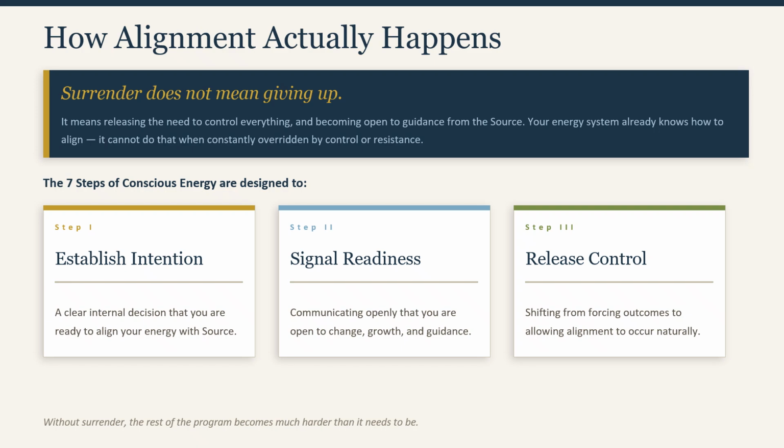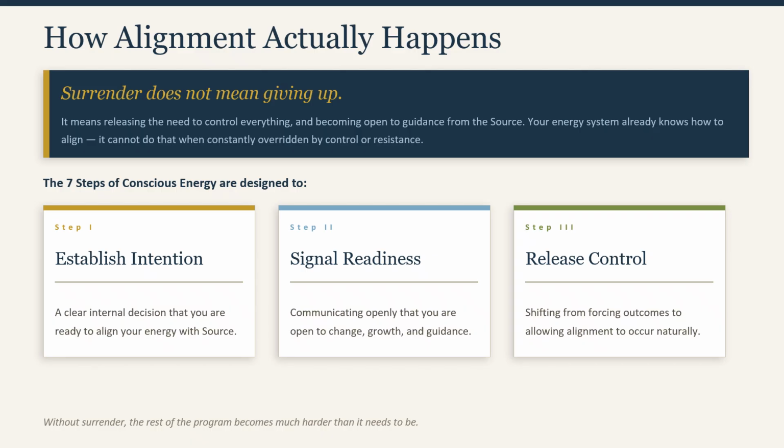For some people, this may feel unfamiliar. It may even feel a little uncomfortable at first, because most of us are conditioned to believe that we have to control everything in order to improve it. But in this process, you are doing something different.